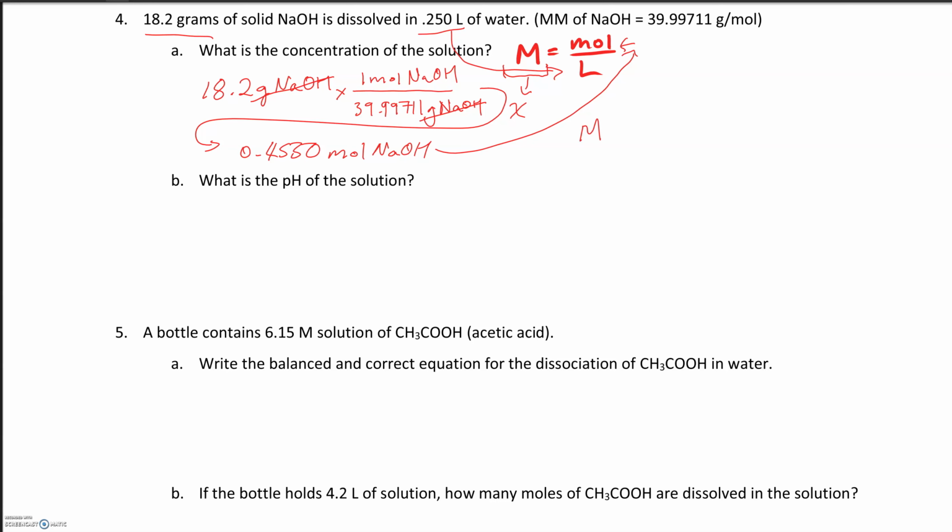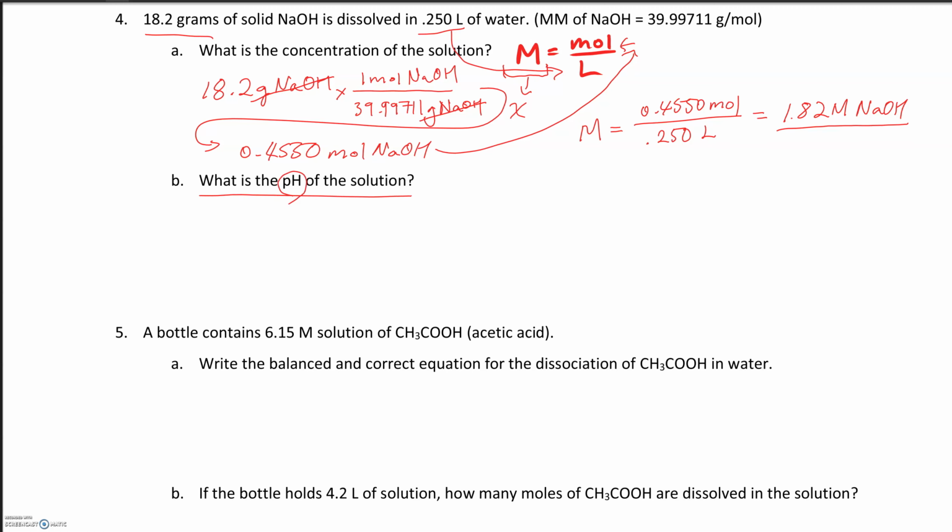Now we know the mole value, and we can just plug it in. So molarity of sodium hydroxide is equivalent to 0.4550 moles over 0.250 liters. And this gives us the final value of 1.82 molar sodium hydroxide concentration. All right. Now, what is the pH of the solution?